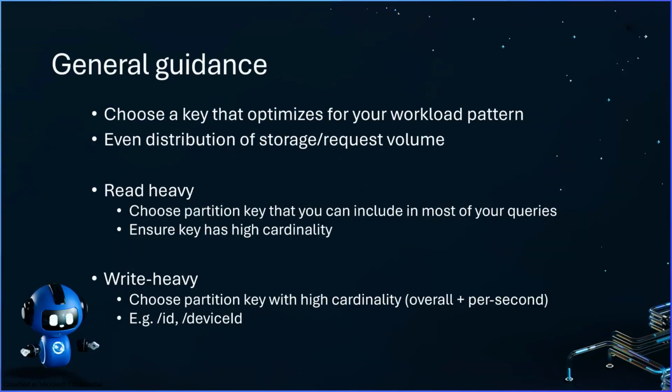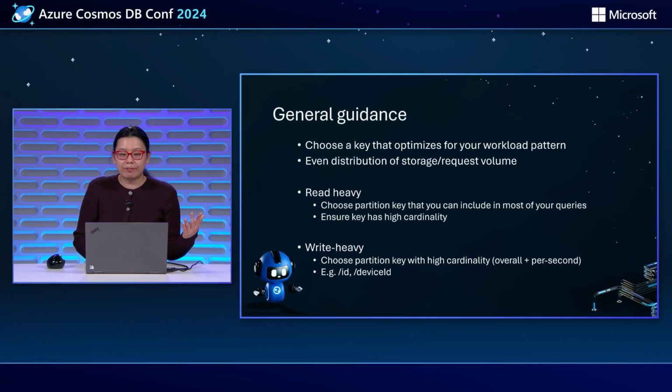In general, when you're choosing a partition key for Cosmos DB, I definitely encourage you to put some thought into it. Choose a key that optimizes for your workload pattern, and try to make sure that the key ensures an even distribution of storage and request volume. If you have a write-heavy workload like the one we just looked at for Contoso, you want to choose a partition key that has high cardinality, both overall and per second. Things like device ID, vehicle ID, things that have lots of distinct values. If you have a read-heavy workload, you typically want to choose a key that you can use on most of your queries, while still ensuring that that key has high cardinality as well.